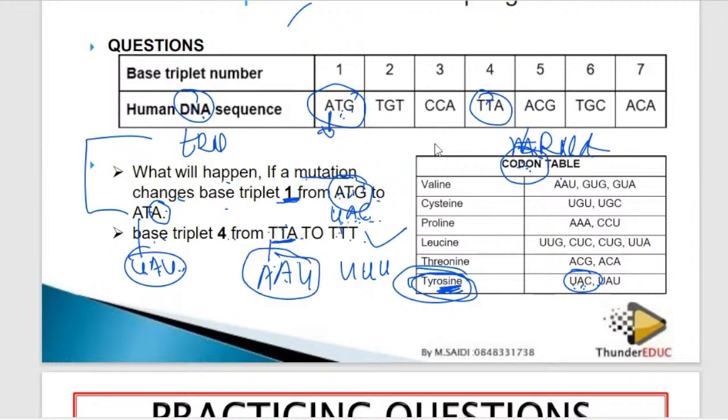But what does this code for? AAU is valine. What about UUU? Is it valine? No. Where is it? No, it's not UU. What am I doing? It's AAA, because T goes with A, T goes with A. So it's AAA. So what am I looking for? The AA is proline. So it means that if you look here, this one codes for valine.